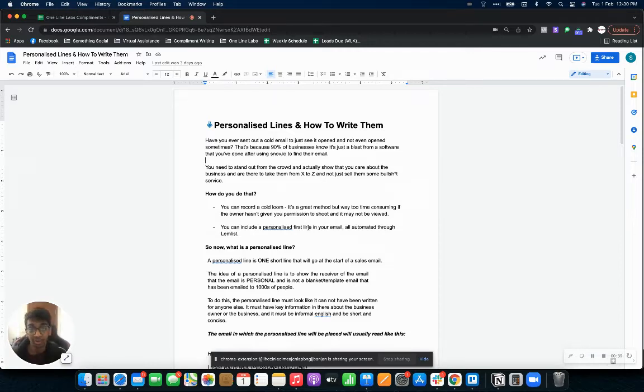Now, with cold email in 2022, you do need to stand out from the crowd, and to actually show the business that you care about them. How you can do that is, first, you can record a Loom. That's a great method, but it's very time consuming if the owner has not given you permission to shoot it, because most of the time if they're not interested they won't even watch your videos. Or you can include a personalized first line in your email, all automated through lemlist.